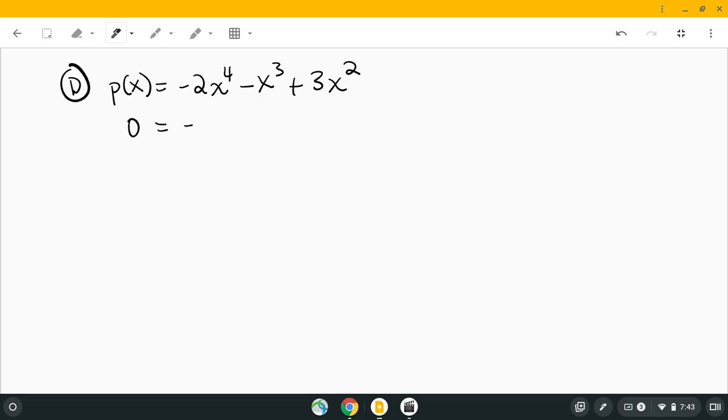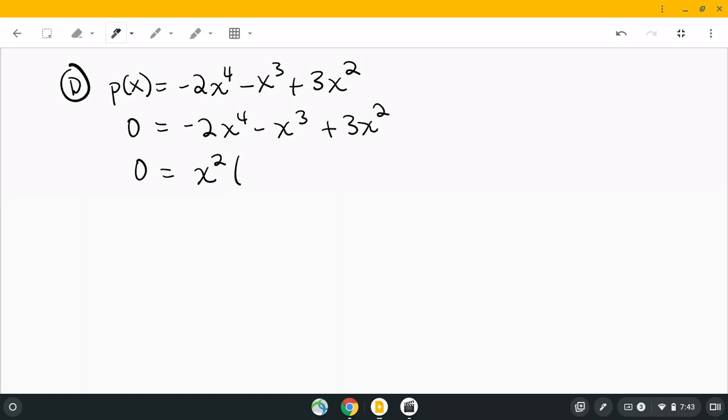And let's take a look at the next one. Suppose that I have p of x equals -2x to the 4th minus x cubed plus 3x squared. All right, let y be 0. And then I notice that they all have x squared in common. So I will factor out an x squared.